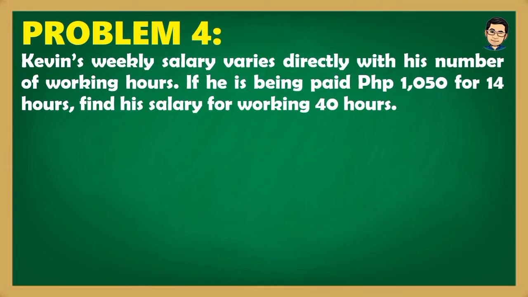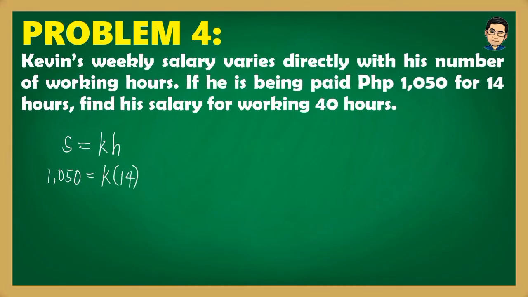So, yung salary niya, denote natin siya using variable S. And then, we write the constant of variation, which is K. And then, yung working hours niya, H na lang. Ayan. And then, kunin natin yung value ng K. So, yung salary ni Kevin for 14 hours is 1,050. So, sulat lang natin as 1,050 is equal to K times 14.